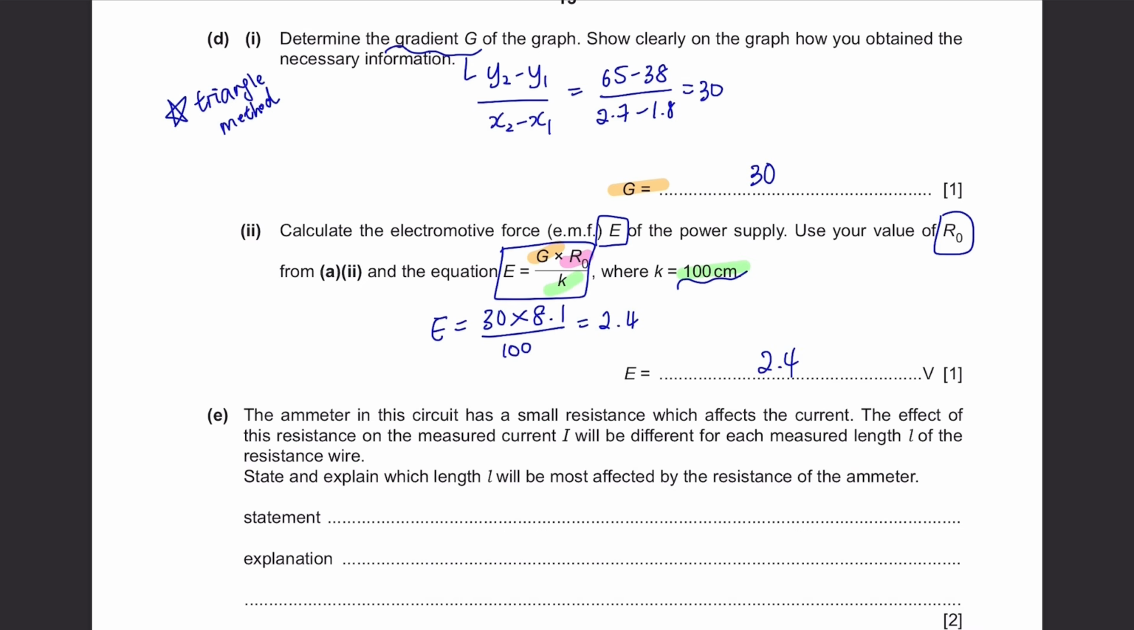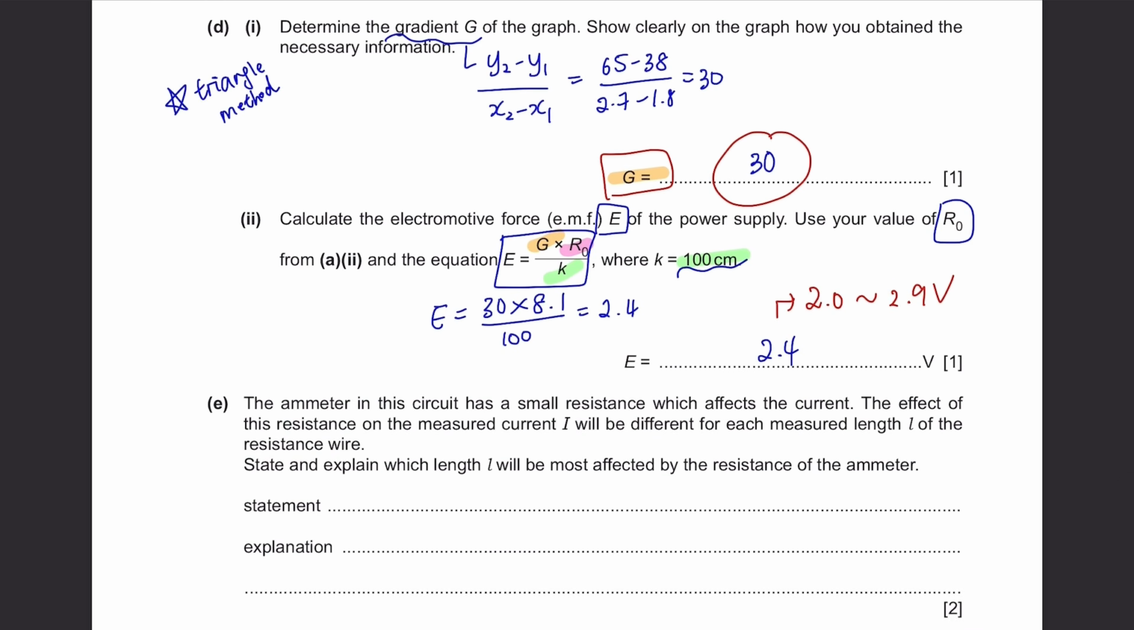Well, of course, this is also going to depend on your answer for part D1, G. They've given you the range in the mark scheme, so it should be in the range 2.0 to 2.9 volts. Well, the range is kind of big, so you should be able to get it. And as long as you've drawn the correct graph and calculated the gradient correctly, you'll be able to get the correct answer.